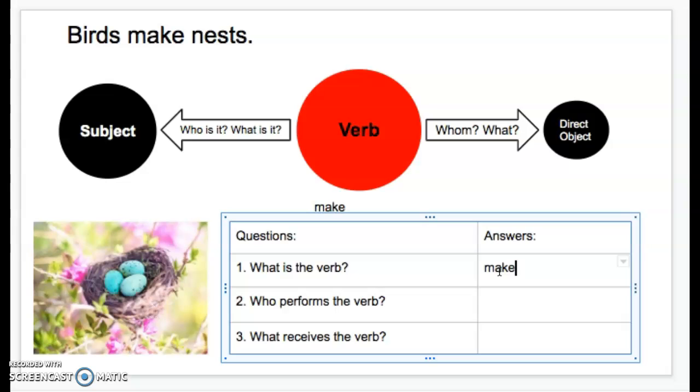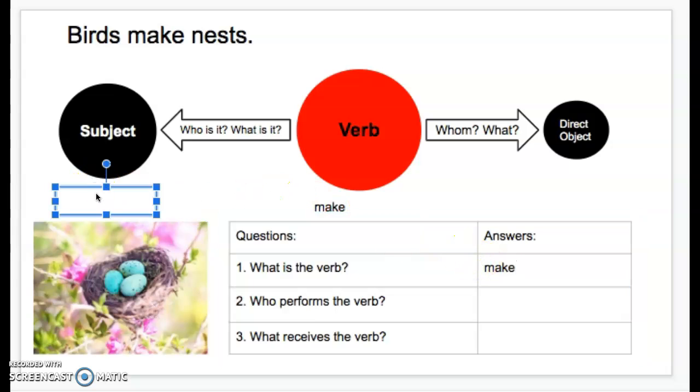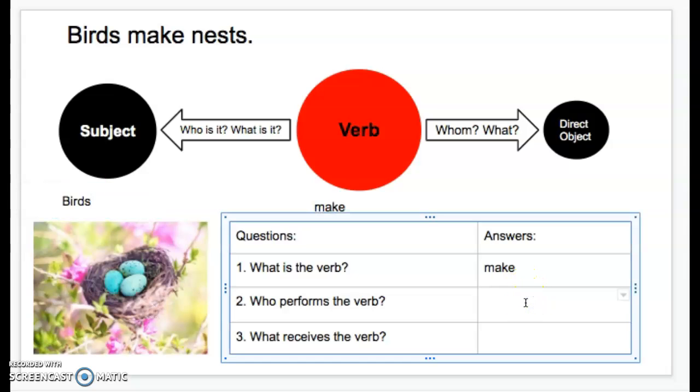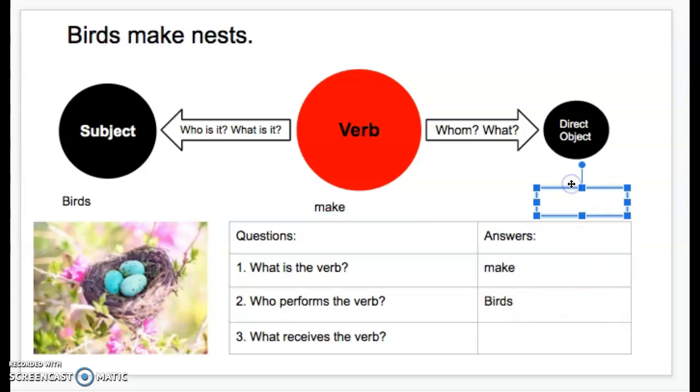Now, who is it that performs my verb, and who makes? Birds would be my subject of my sentence. They're the thing performing the action. And then what is receiving the action directly? What receives the verb? Nests.